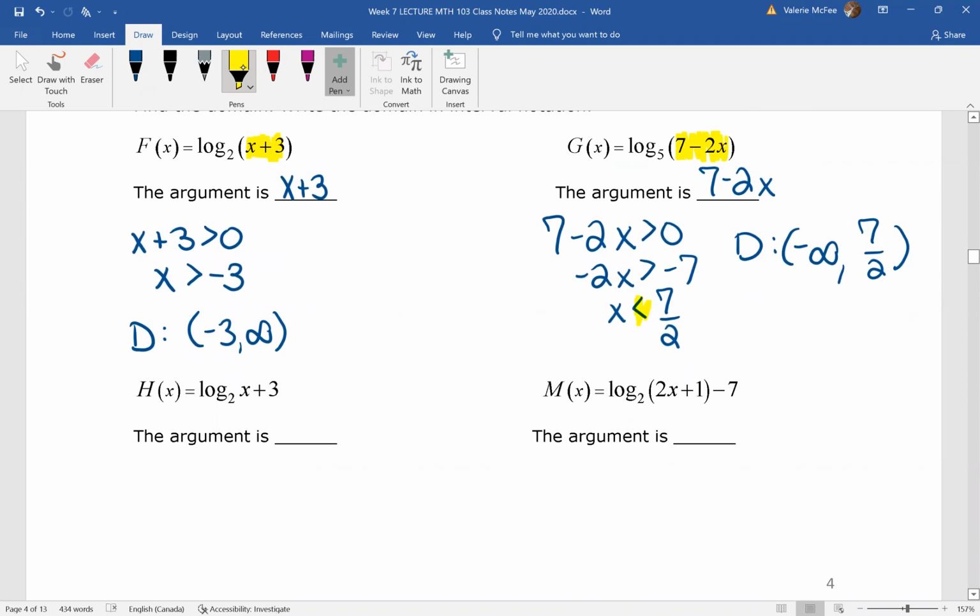Now look at the h of x. What's the argument here? It's only x. There's no bracket around x plus 3. In fact, if we were to have to evaluate this, we would have to find log base 2 of x and then add 3. The argument here is only x, which has to be greater than 0.